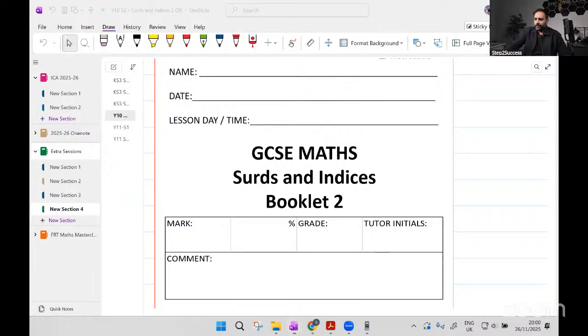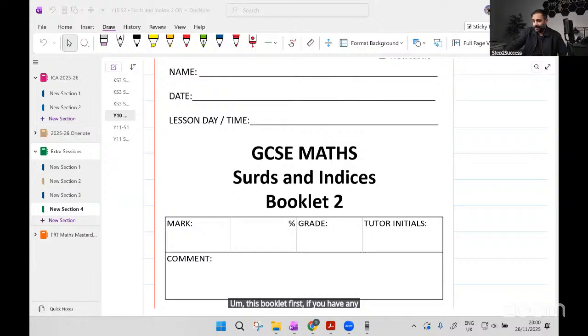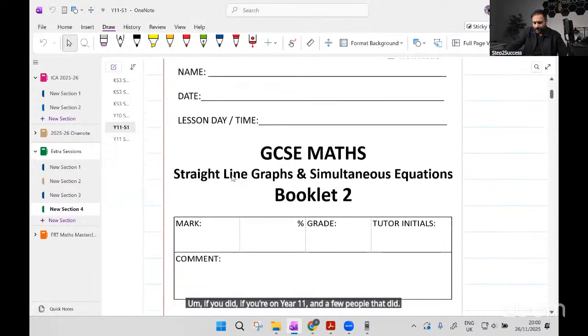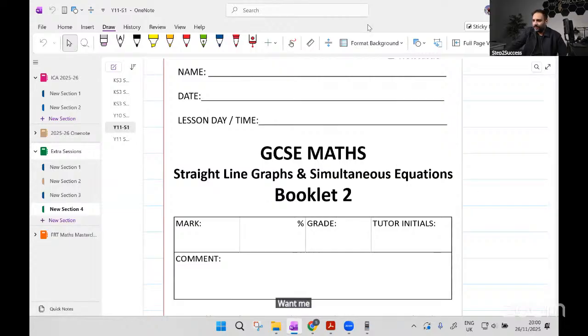Hello. I am going to probably go over this booklet first. If you have any questions, and I suspect if there are any Year 11s joining who did the sine and cosine rule, there are likely to be questions from that booklet because it was quite hard. If you're in Year 11 and a few people did stuff on straight lines and simultaneous equations, then just specify that that is the booklet that you want me to assist with if you are going to ask any questions.